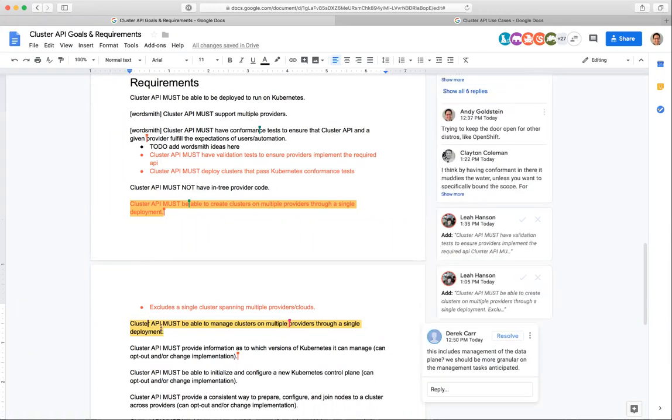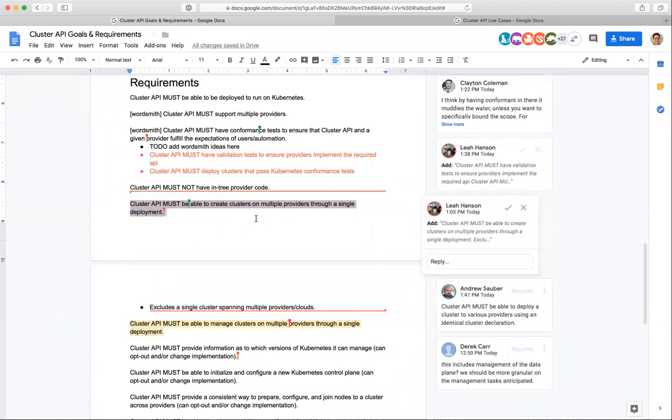So I guess we had this one here about managing clusters on multiple providers, and then we got this new one about creating clusters on multiple providers. I don't know that we need two requirements for this if we maybe combine them, as in our lifecycle management discussion that we had earlier. Yes, I agree.